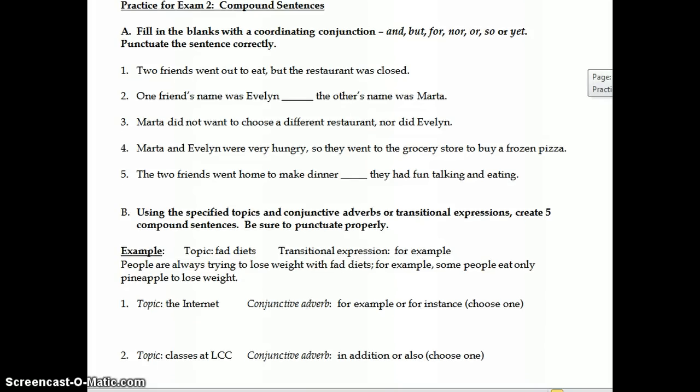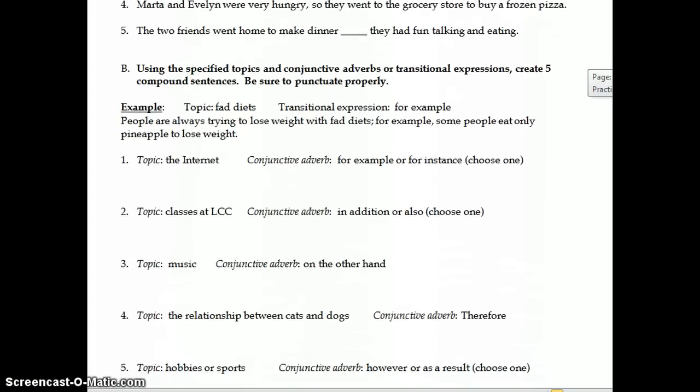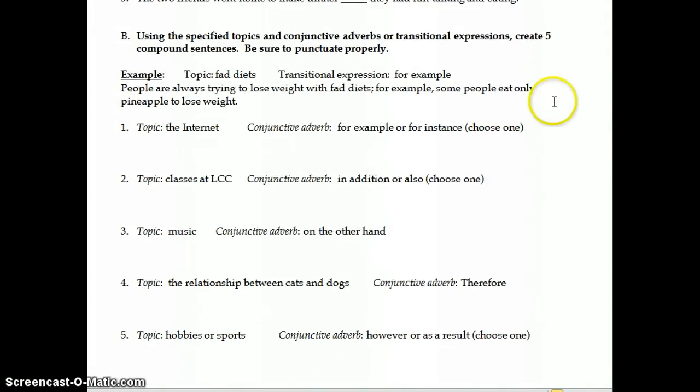Next, we're going to look at sentences with conjunctive adverbs. Here we have an example. People are always trying to lose weight with fad diets. For example, some people eat only pineapple to lose weight. So when we're using conjunctive adverbs, something like for example, and we're joining two independent clauses, we need to use a semicolon before the conjunctive adverb and a comma after it.